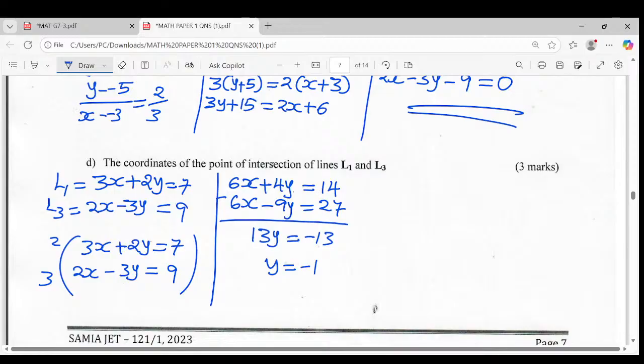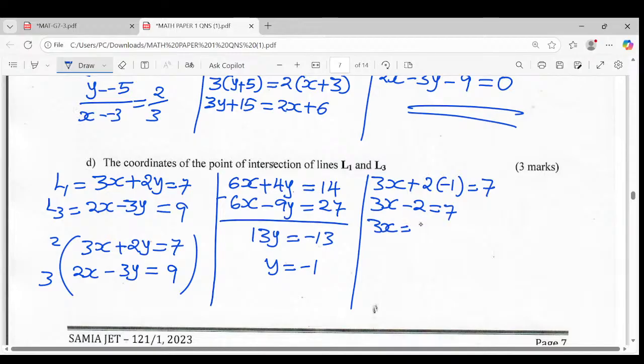After getting the value of y as negative 1, to get the value of x, you can substitute into any of the equations. So 3x should give me a 7. So 3x minus 2 is equal to 7. So 3x is going now to be equal to 7 plus 2. 3x is equal to 9, x will be equal to 3 when you divide.